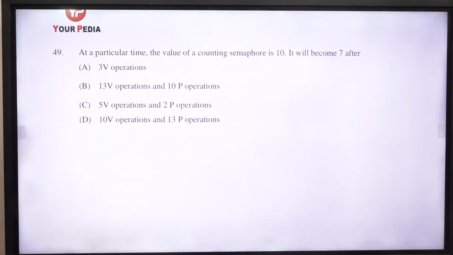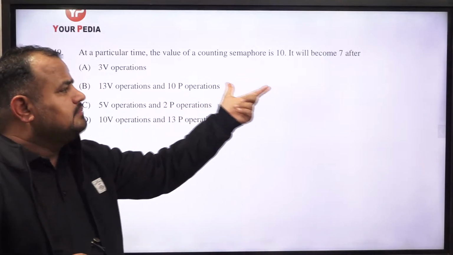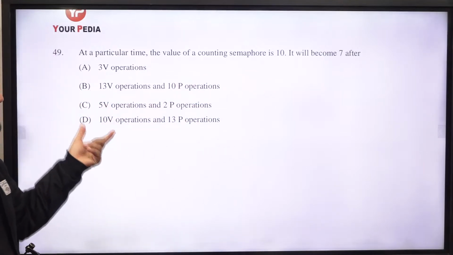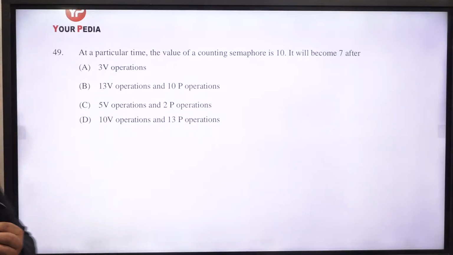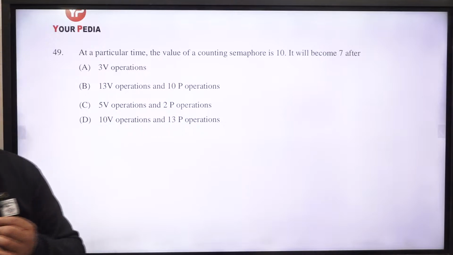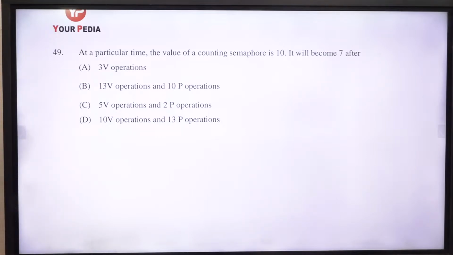Now tell me, at a particular time, the value of counting semaphore is 10. It will become 7 after how many operations? Please go with the options one by one and check the value of the semaphore when it should be 7, if initially it is 10. Do it fast.